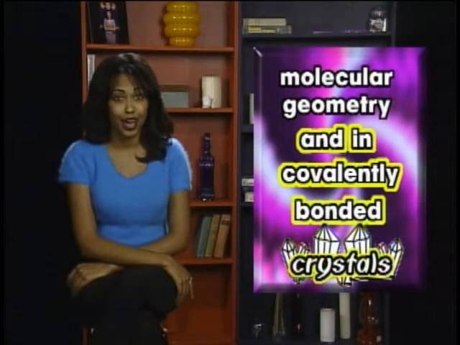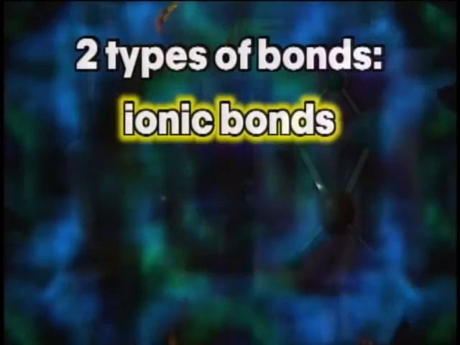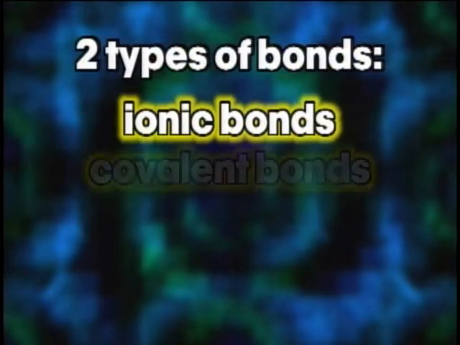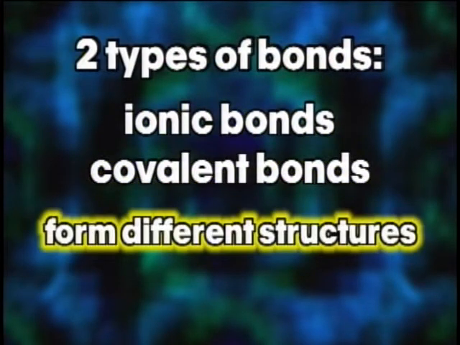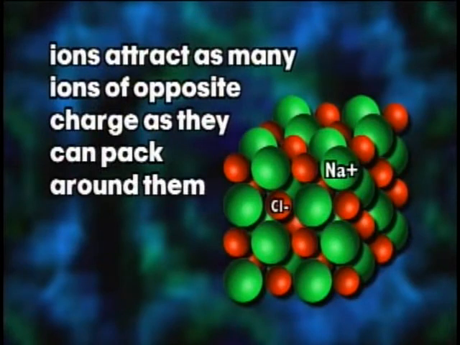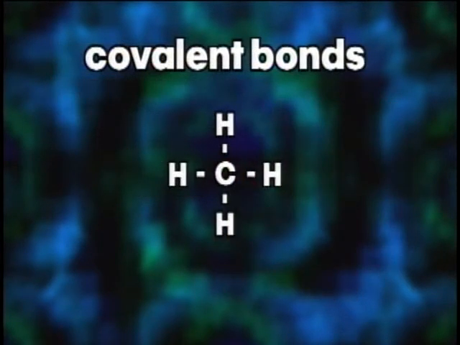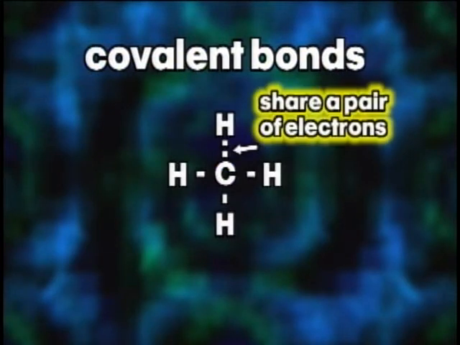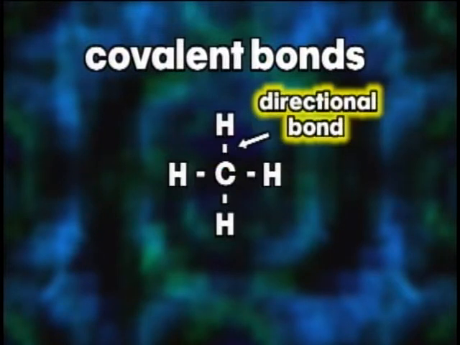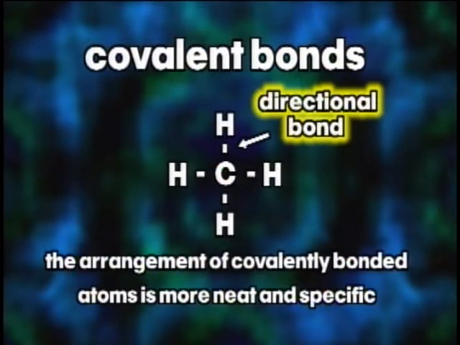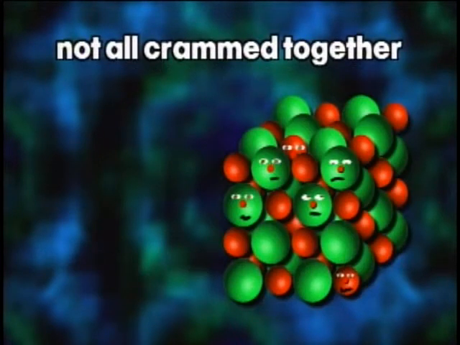When you see those funky models of strange molecules that look like kids' building toys, those are there to help you understand molecular geometry. The two types of bonds, ionic bonds and covalent bonds, form different structures. Ions attract as many ions of opposite charge as they can pack around them. Covalent bonds are a little different. Two covalently bonded atoms share a pair of electrons, and the bond is called a directional bond, since the arrangement of covalently bonded atoms is more neat and specific. They are not just all crammed together.